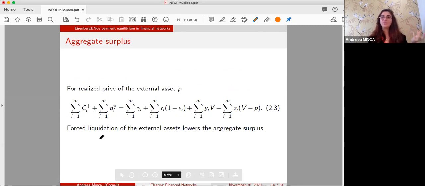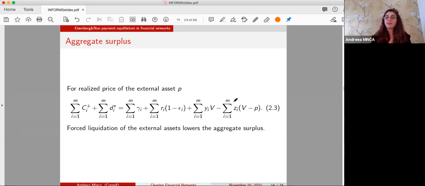And one important identity is about the aggregate surplus in the banking system, and it goes like this. It says that if I look at the capital surplus of all banks plus what has been paid in equilibrium to the outside, this is going to be equal to the sum of all assets in the financial system. Those assets are the initial cash, what came to the financial system from end users, plus the external asset valued at what it is supposed to be at its end payable V, and of course some of this external asset has been liquidated at time one, and this part that has been liquidated is Z_i.